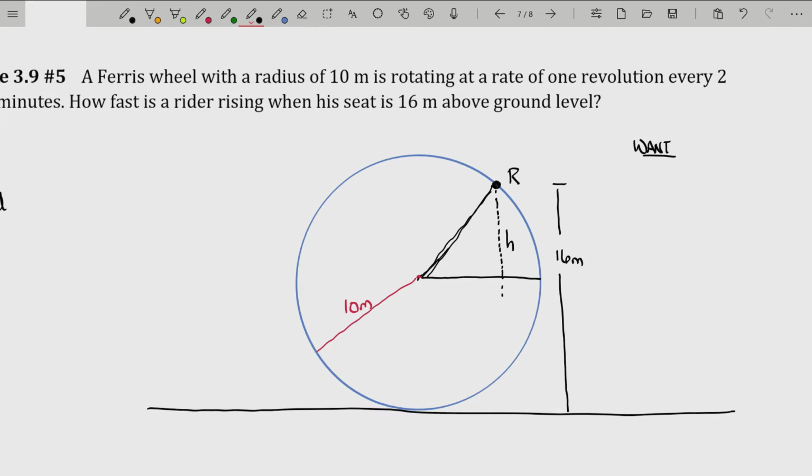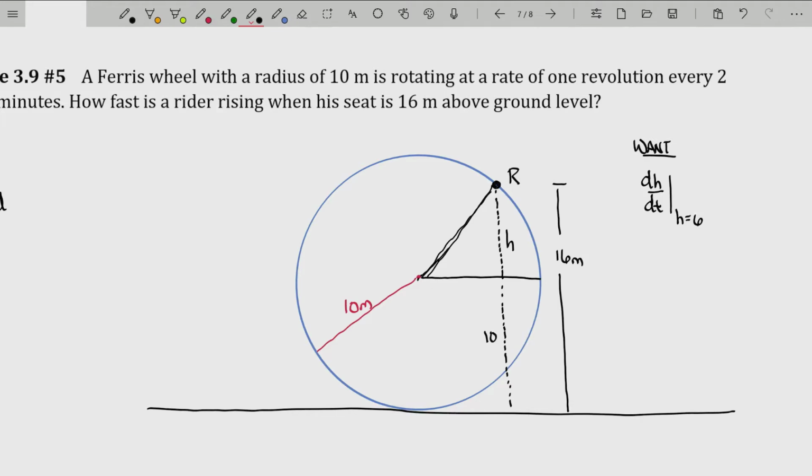Obviously, we want this full distance to be 16 meters, but that actual distance right there is 10. We're going to stop time when H is 6 more. So H plus 10 should be 16 really, but we want to find how fast the rider is rising. So what is dH/dt? What's the rate of change of his height when H is equal to 6?